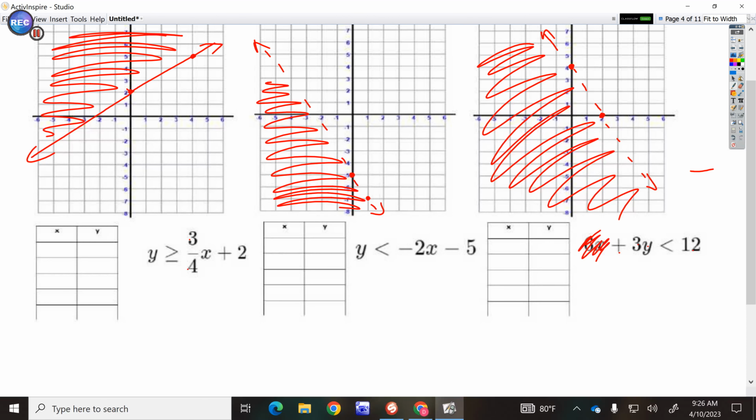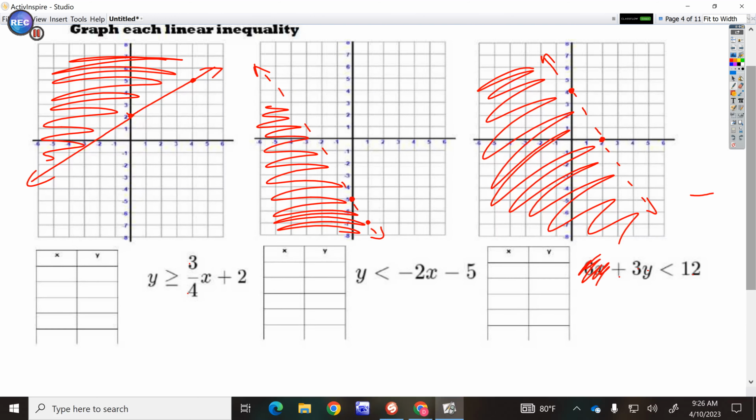All right, this is a good time to get it wrong during practice. All right, any questions on this page so far?